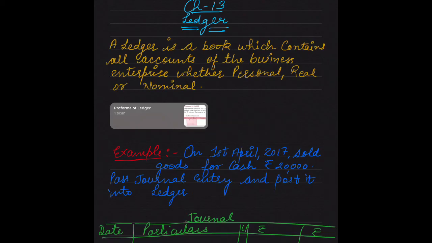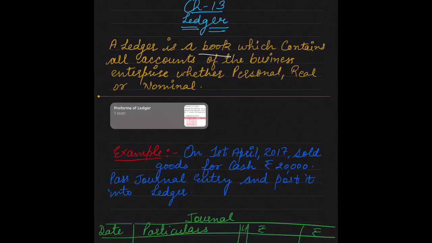Business transactions are first entered in the journal or special purpose subsidiary books. The next step is to transfer the entries to different accounts in the ledger. All entries recorded in the journal or special purpose subsidiary books are classified, and in order to ascertain the position of a particular account, all transactions relating to that account are collected at one place in the ledger. In other words, a ledger is a book which contains all accounts of the business enterprise, whether personal, real or nominal.